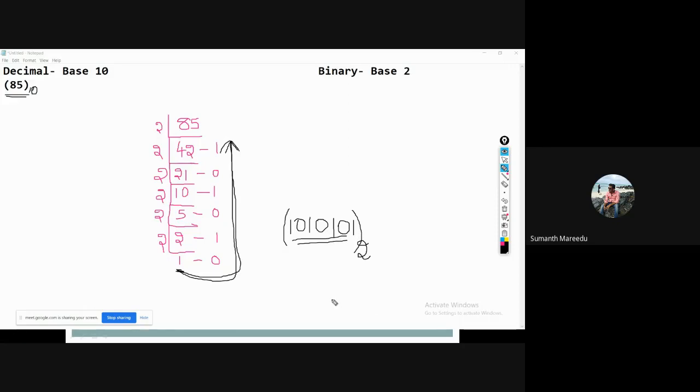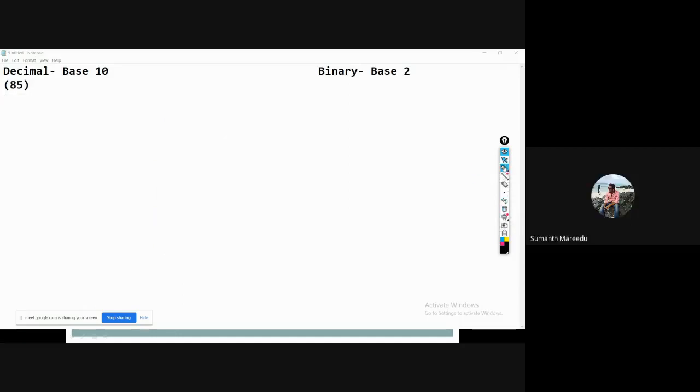Got it? Yes, sir. So next, I'll take a simple example. One more example, and I'll again tell you how to convert a binary number to decimal also.